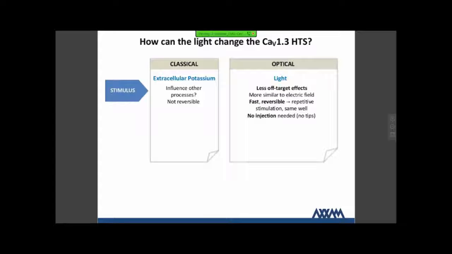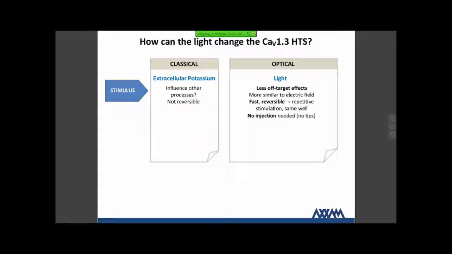So what are the main differences between running an optical or a classical high-throughput screening for a target like Cav1.3? As a stimulus, when you're running a classical protocol, you are modulating extracellular potassium concentration. This might influence some other cellular processes, and of course, this is not reversible because once you inject your potassium into the cells, you cannot take it out.